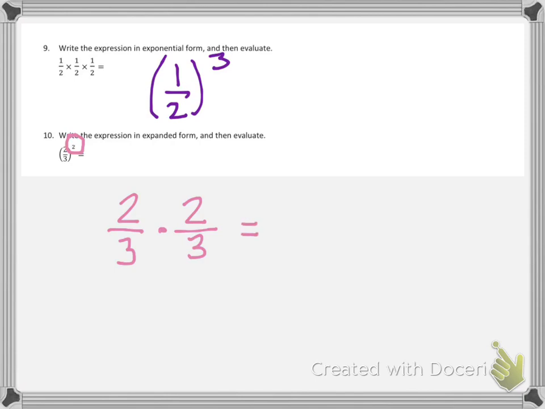We're simplifying the expression. So when you multiply fractions, we multiply numerator 2 times numerator 2. Well, 2 times 2 is 4. And then we multiply denominator times denominator. That's 3 times 3. And that's a 9. So our answer when we evaluate this expression is 4/9.